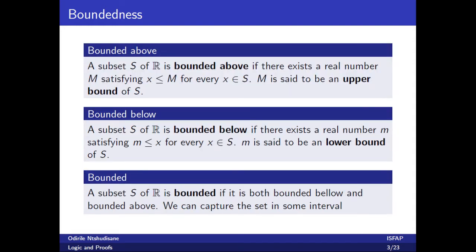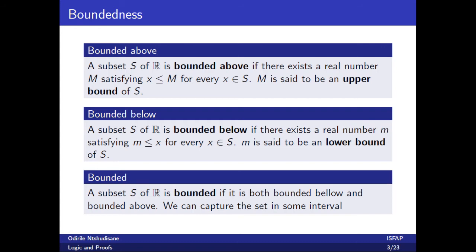More formally, a subset S of the real numbers is bounded above if there exists a real number m such that m is greater or equal to every element x of the set S. The number m is called an upper bound of S. Similarly, a subset S of the reals is bounded below if there exists some real number small m such that it is less or equal to every element of the set S. This number small m is said to be a lower bound for the set S.